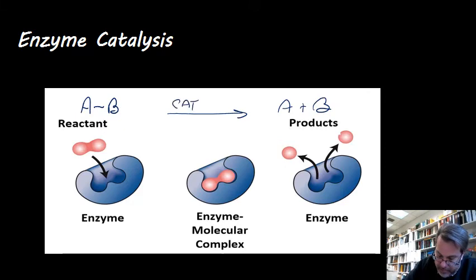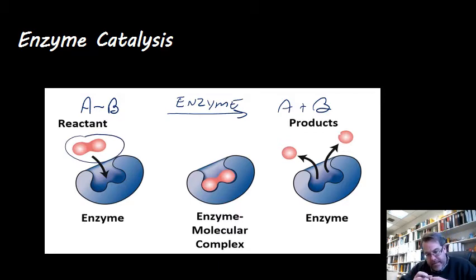with the work of a catalyst. An enzyme is a type of catalyst. So I'll just write enzyme here. All right. So the reactant molecule AB comes and makes contact with the enzyme.